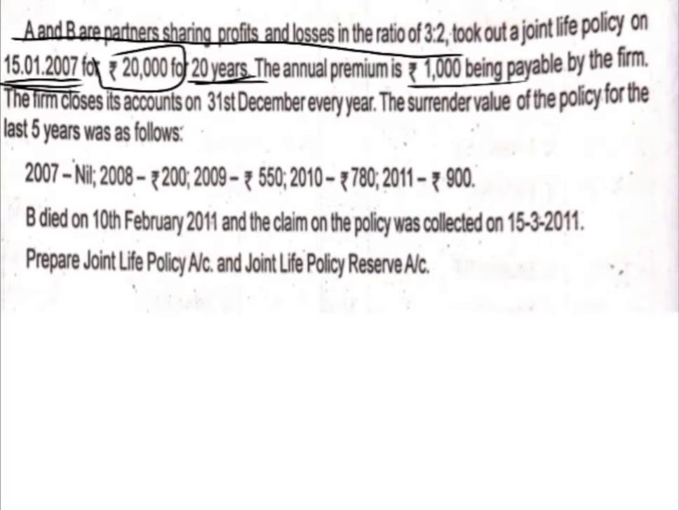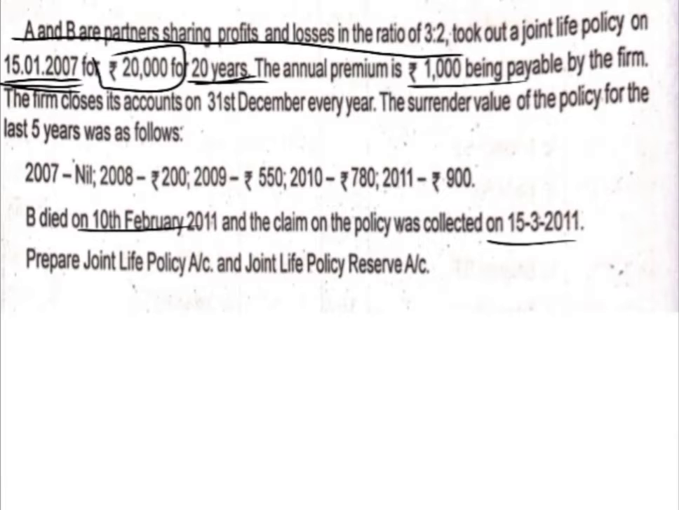It is given that B died on 10th February 2011 and the claim on the policy was collected on 15th March 2011. So here one of the partners, that is B, died on 10th February 2011, but the amount they collected from the insurance company on 15th March 2011. So based on these informations we are going to prepare joint life policy account and joint life policy reserve account.